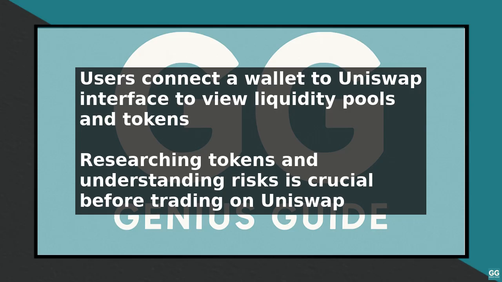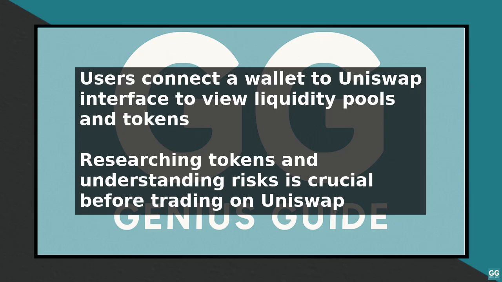Best practices for using Uniswap v2 include setting a slippage tolerance to avoid failed transactions, using the correct gas prices to ensure timely transaction processing, and monitoring the liquidity pool's depth to avoid large price movements.